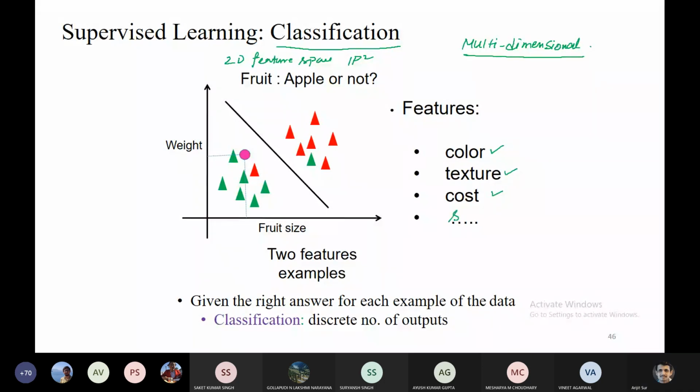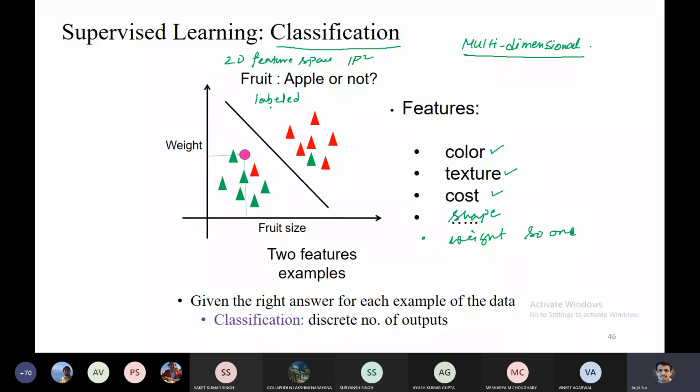Shape. Then in the weight, something like that, and so on. So these are the features, and these are why it is red and blue, red and green. These training samples are already labeled.